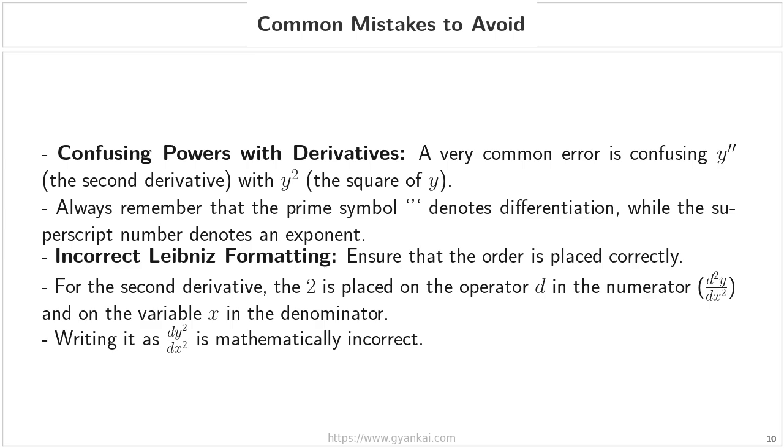Now, before we wrap up today's lesson, I want to touch on some common pitfalls. As we've seen throughout these slides, moving between Leibniz notation and prime notation can be tricky, and it's very easy to make a notation error that changes the entire meaning of your equation. Keep these distinctions in mind, and you will maintain the precision required for higher-level mathematics.